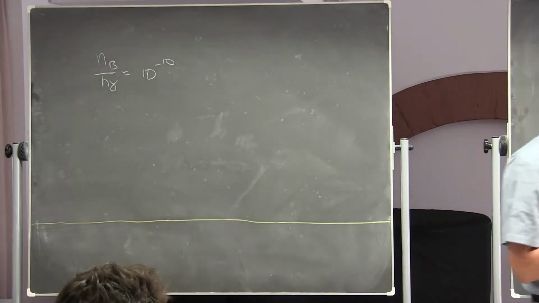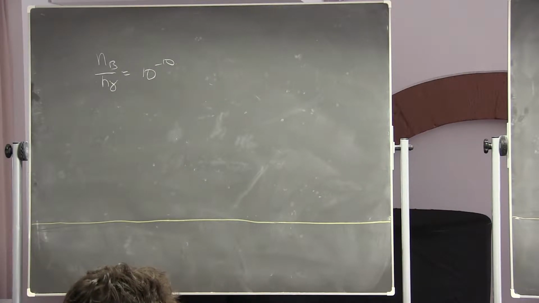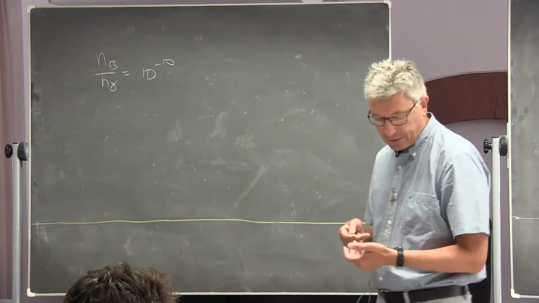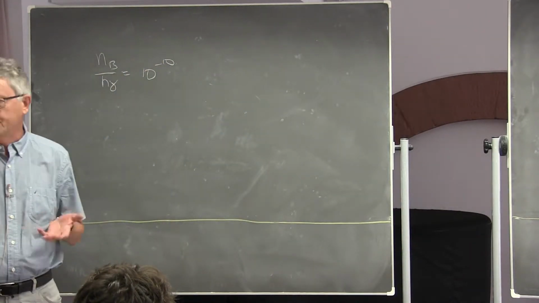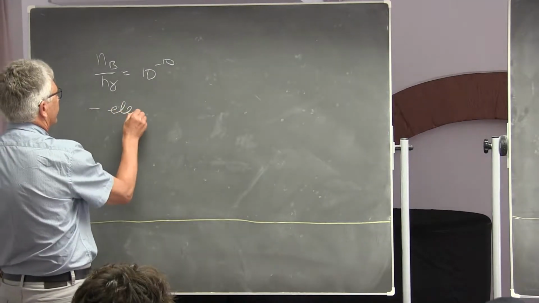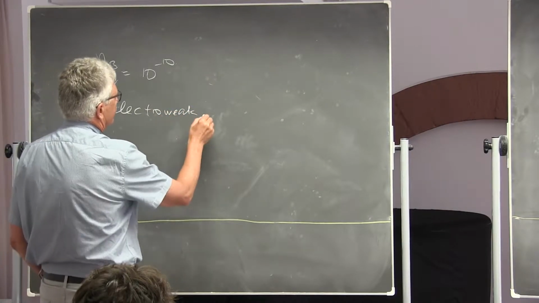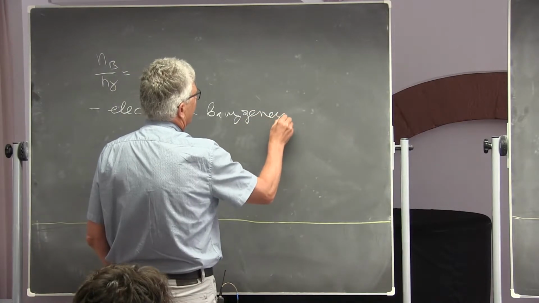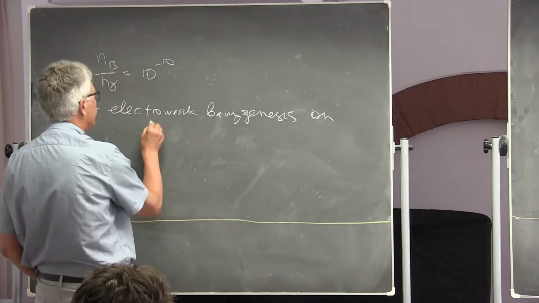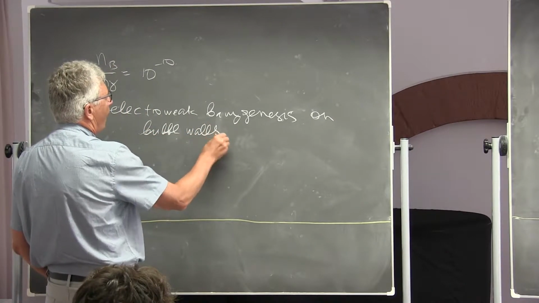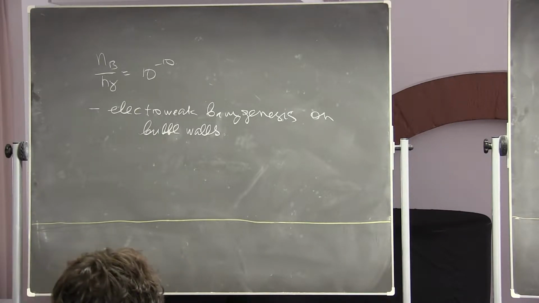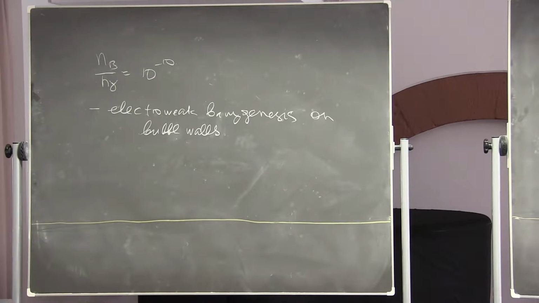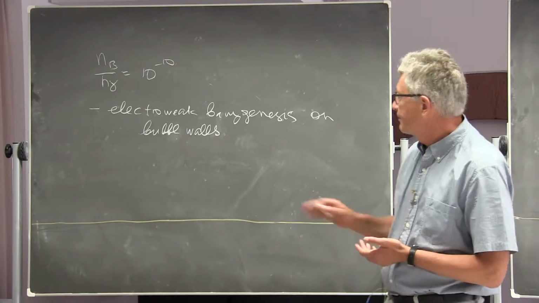Okay, so I'm not going to tell you about all possible mechanisms which were invented in the literature. I will spend roughly half an hour on 3 different ideas which I find most interesting myself. So one of them is electroweak baryogenesis on bubble walls. This mechanism was invented by Andy Cohen and Nelson, and David Kaplan, her husband. So I will talk about this mechanism.